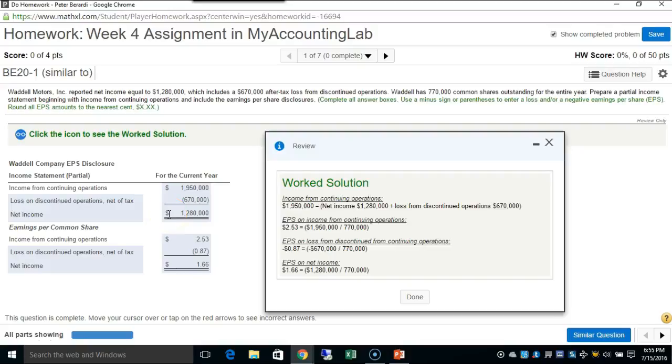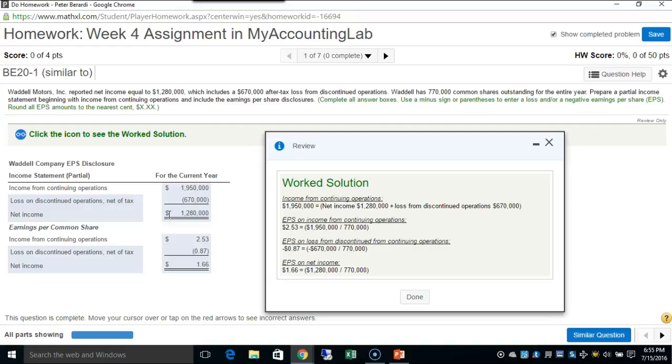Hi, it's Professor Barati. I want to go over some of the homework assignments in homework week 4 under my accounting lab for earnings per share. So problem 1 basically is a fairly simple problem, and the solution is as follows.